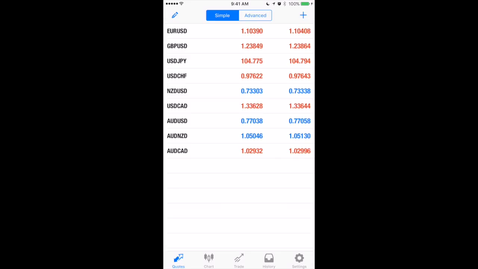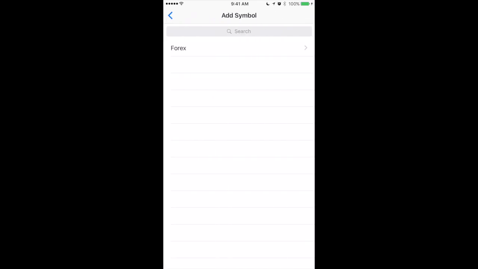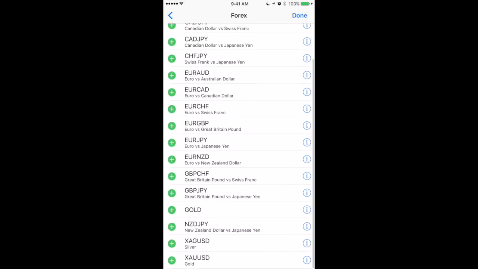So the different pair types: there's Euro, US dollar; GBP is Great Britain pound, US dollar; USD JPY is US dollar, Japanese yen; USD CHF, I don't know why CHF, but it's Swiss franc, like Switzerland. NZD is New Zealand dollar, CAD is Canadian dollar, AUD is Australian dollar. This only has Forex, but there's others.